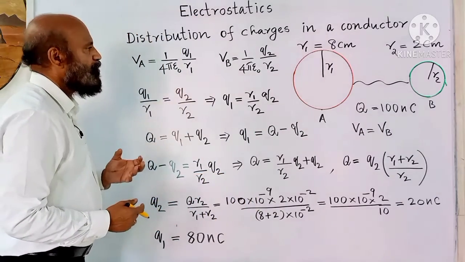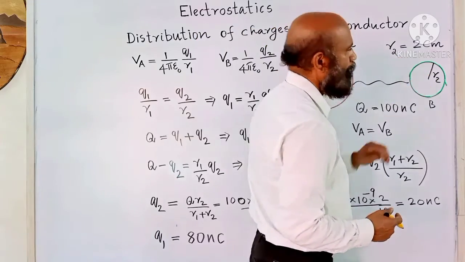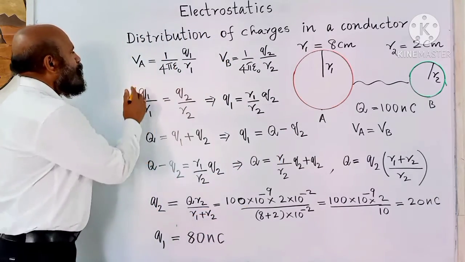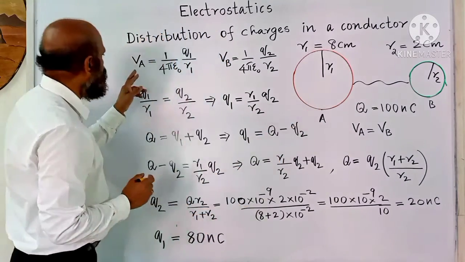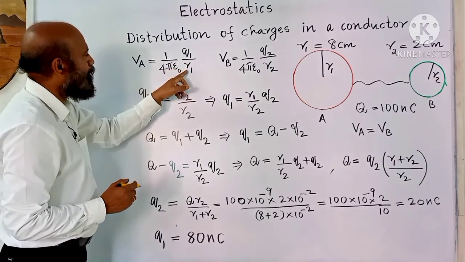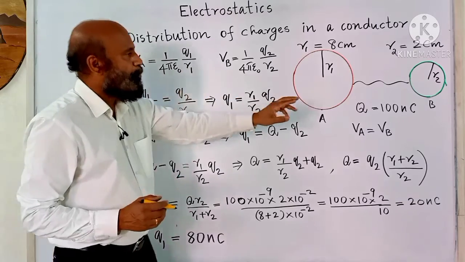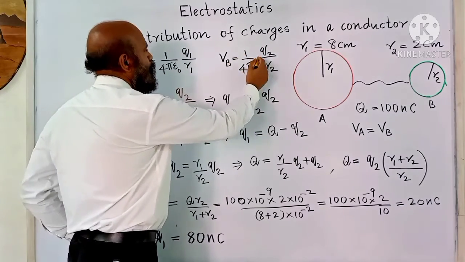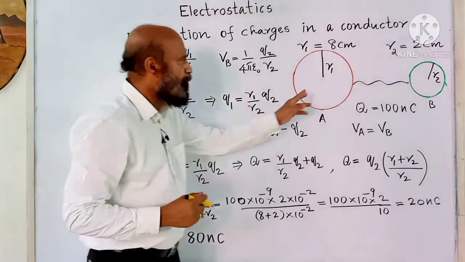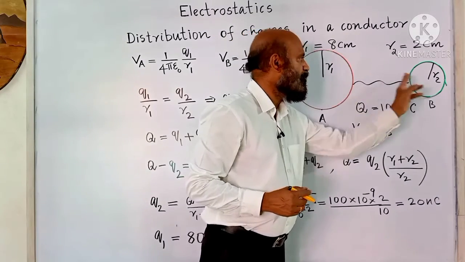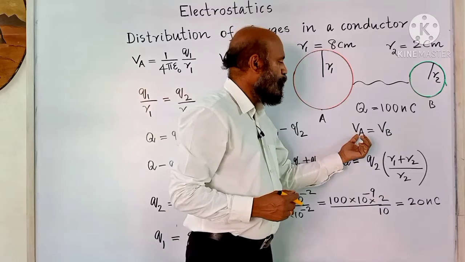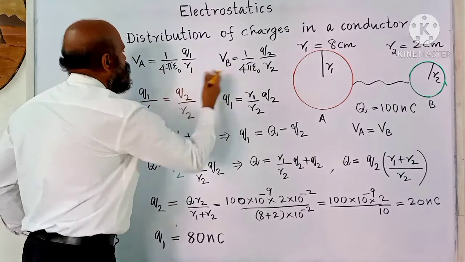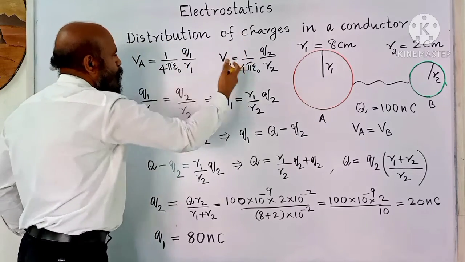So now let us see what is the charge on each sphere. Then what is the charge density? Potential on the surface of the first sphere is VA. VA is 1 by 4 pi epsilon 0 Q1 by R1. Potential at the surface of the second sphere is VB, that is 1 by 4 pi epsilon 0 Q2 by R2. Since these two spheres are connected by a wire, both are at the same potential, so VA is equal to VB. You have to equate these two. When we equate these two, 1 by 4 pi epsilon 0 will get cancelled.